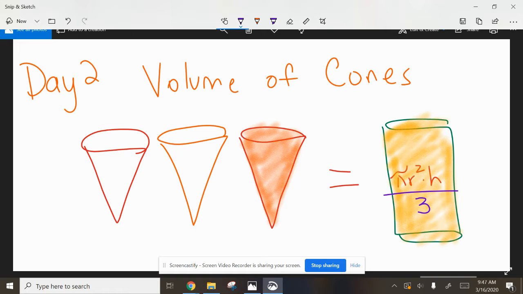3 parts. Would that be the formula? And guess what? That is your formula. So the volume of a cylinder is going to be pi r squared times height.